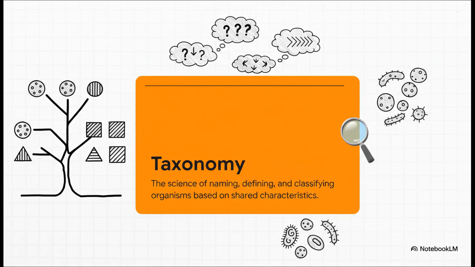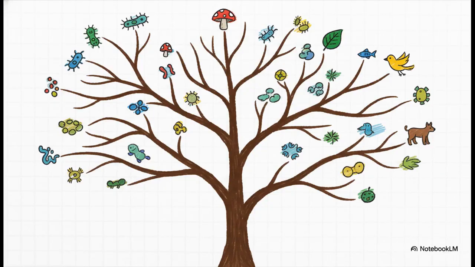Now, back in the day, this was all about comparing physical features. But today, the real game changer is genomics. By comparing the genetic code, the actual DNA of organisms, scientists can map their relationships with incredible precision. And here's the key thing to remember. This isn't just about sticking labels on things and putting them in boxes.